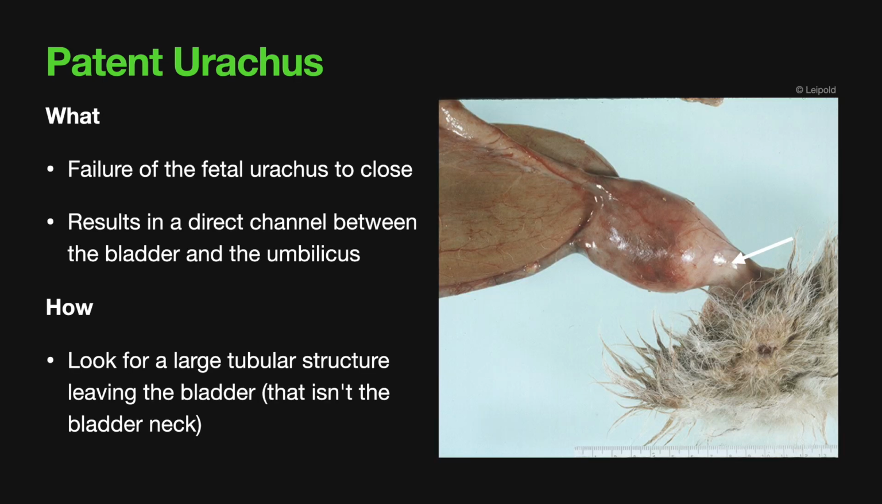Finally, we have patent urachus. This condition arises when the fetal urachus that goes between the umbilicus and the bladder fails to close. This results in a direct channel between the bladder and that umbilical area. To identify this condition, you want to look for a large tubular structure that is leaving the bladder that is not the bladder neck. Next, we're going to look at some vascular diseases.